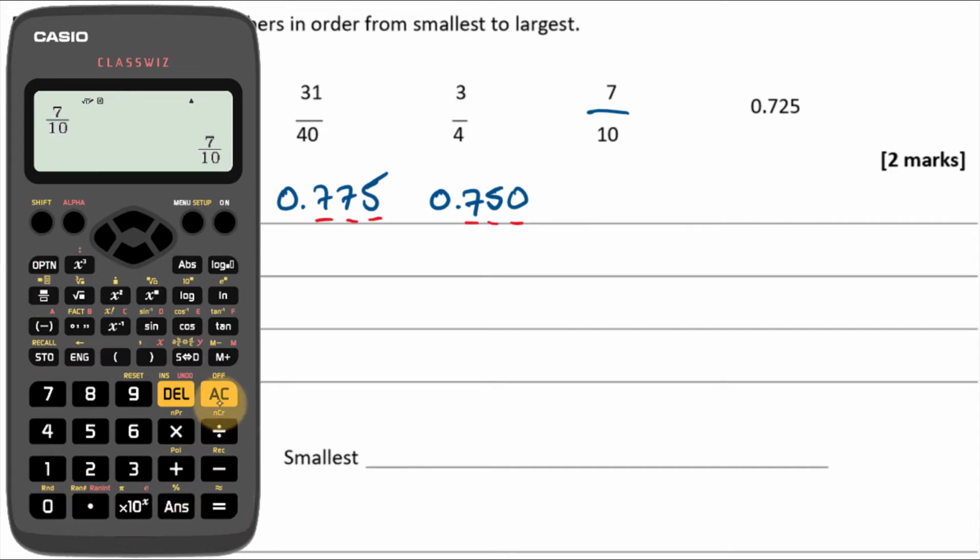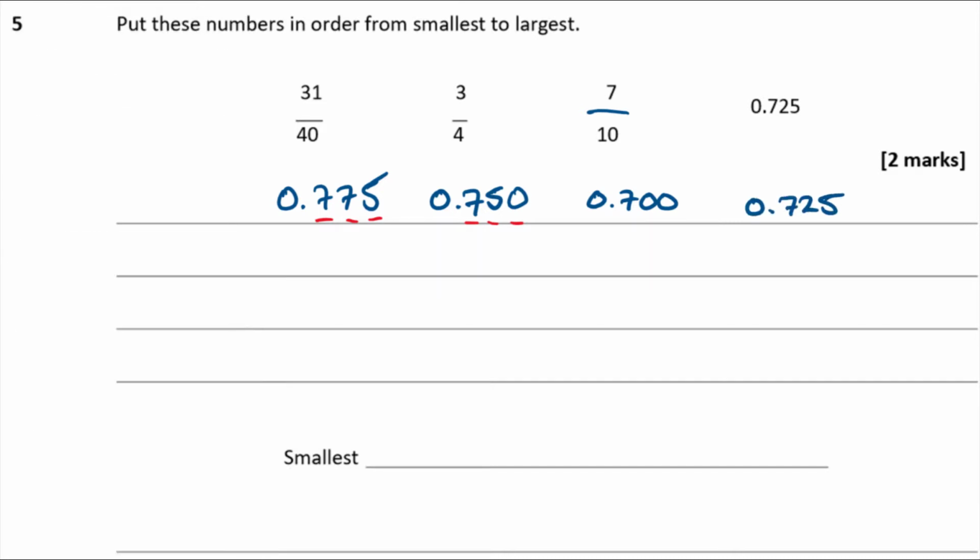7/10. Well, I know that one already. That's just 0.7, isn't it? And again, I'm going to pad it out so it's got 3 digits as well. And then I've got 0.725. Which is already like that.